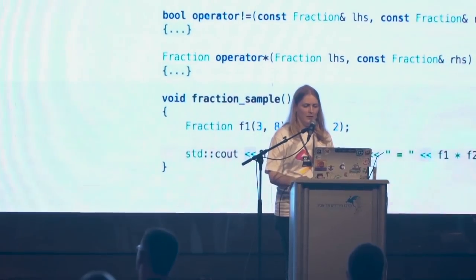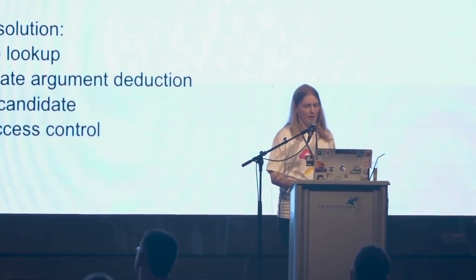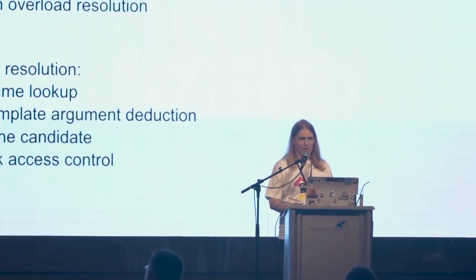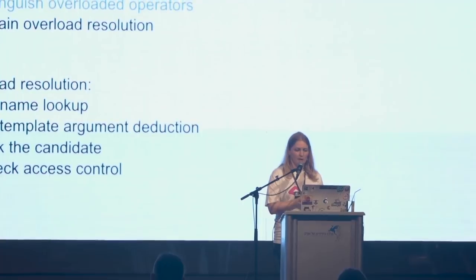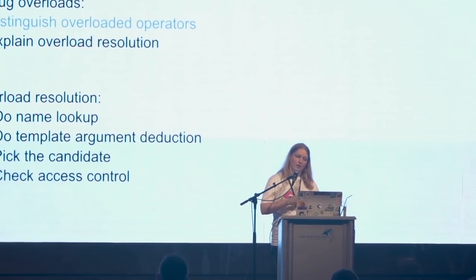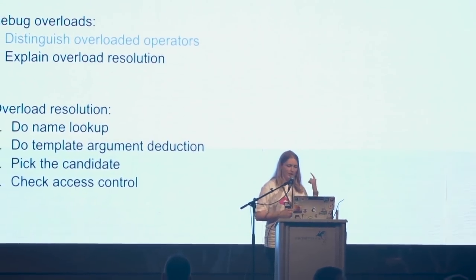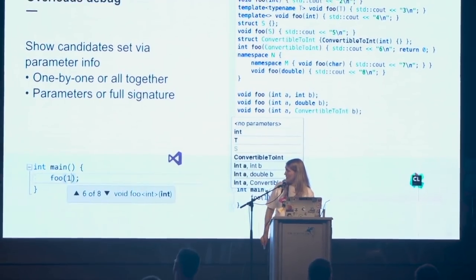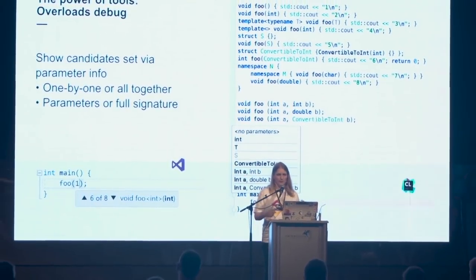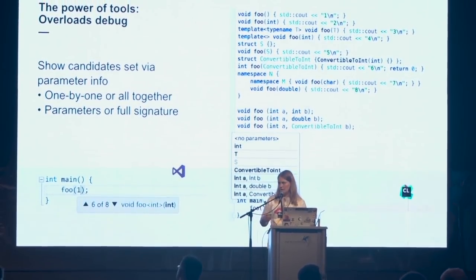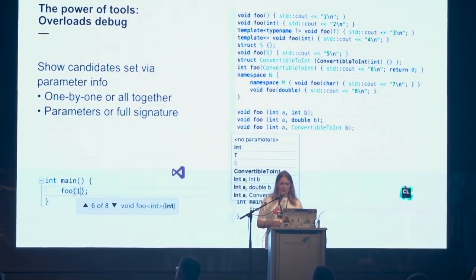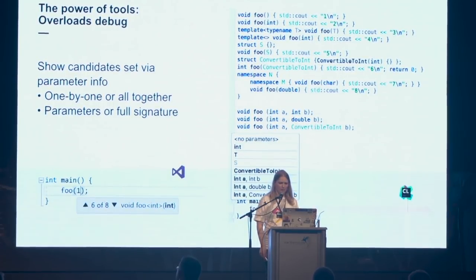Can we debug the overloaded functions? As I said, function overload resolution is a very straightforward process. It's just an algorithm. So how can we help users in the tool to guess this algorithm in their head? Most of the tools are doing something like showing you the overload set, like the available combinations of, for example, parameters. Like Visual Studio allows you to switch through the whole set.